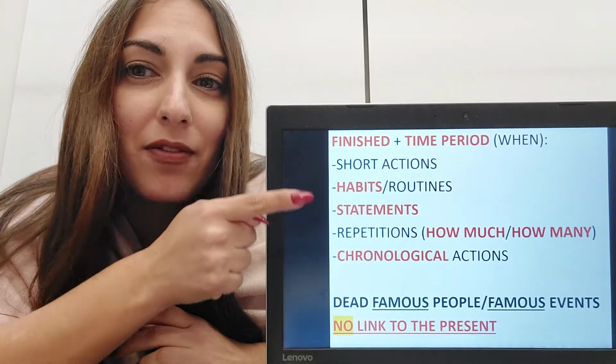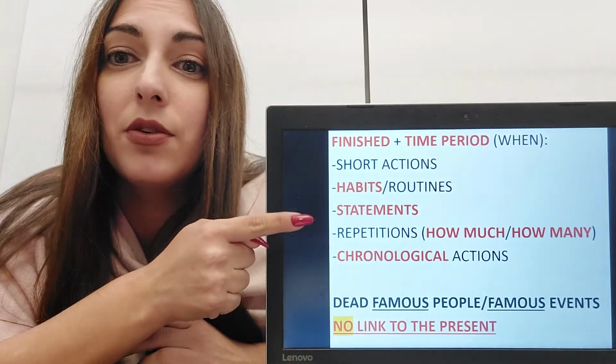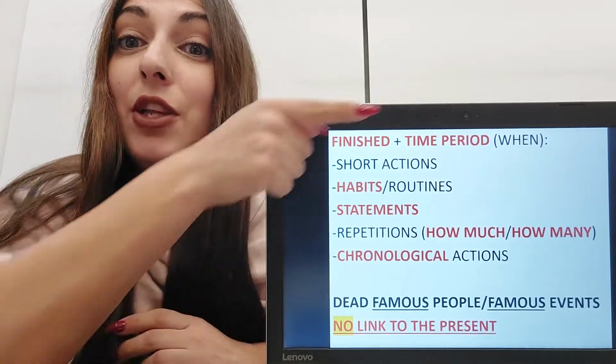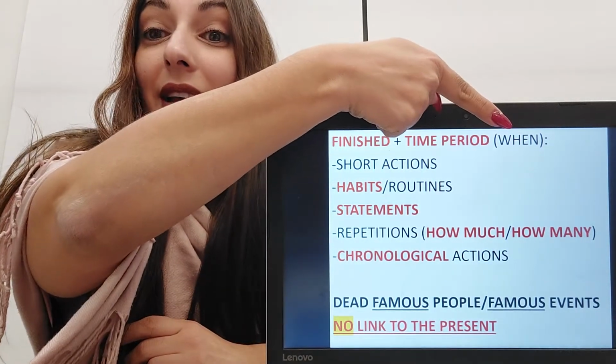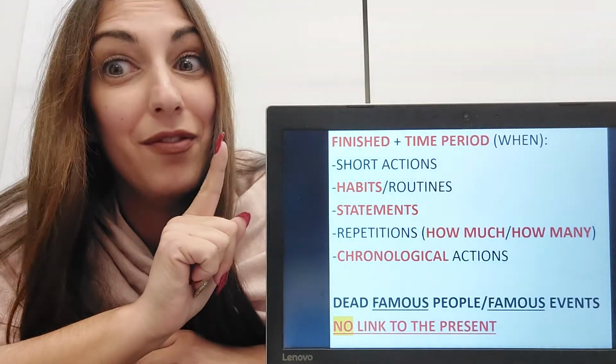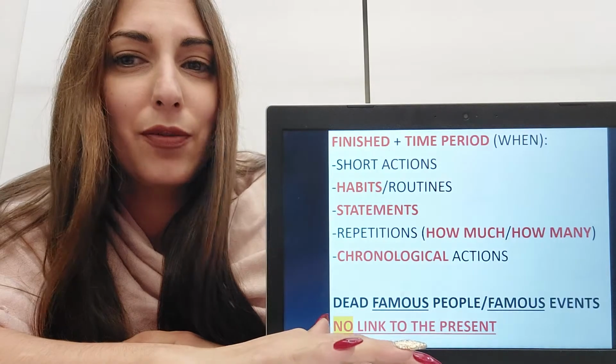So remember, something finished, whether it's a statement or a repetition or a short action or a habit or a routine, and you know when it happened and you say when it happened, okay? Very important. Let's move on.